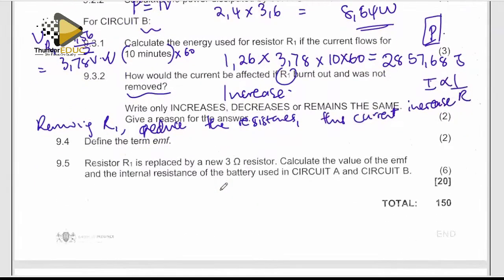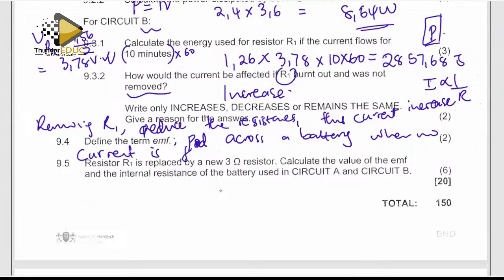Then 9.4, can we define what EMF is? EMF is the same as electromotive force, but the definition of it is that it is the potential difference across a battery when no current is flowing.